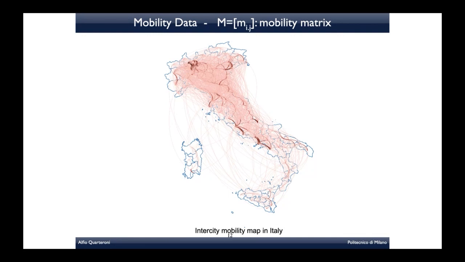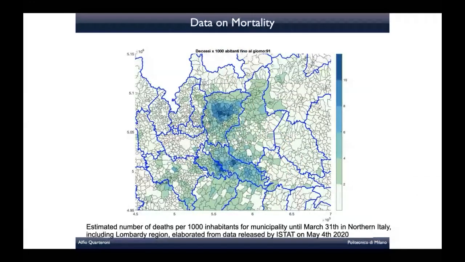We also need other data indeed. For instance, I'm just quoting one of those data. You need data on mortality. This is, for example, a representation of the number of deaths per 1,000 inhabitants for municipality until March 31st in Italy, in northern Italy. And this includes Milan and includes the Lombardy, as you see here.